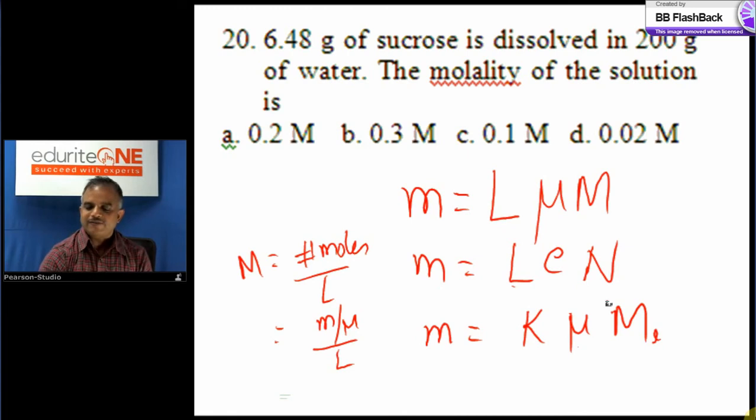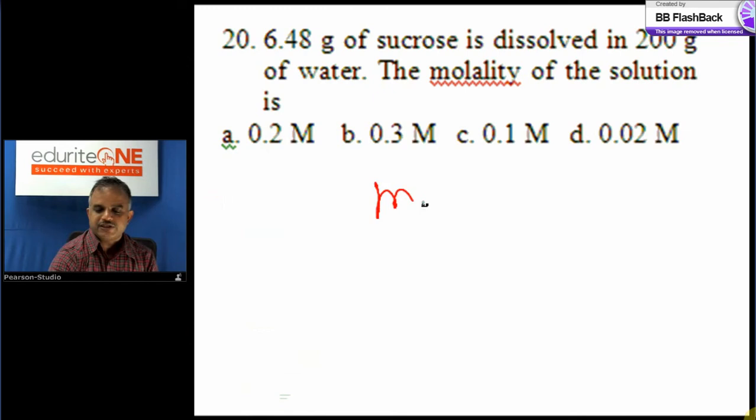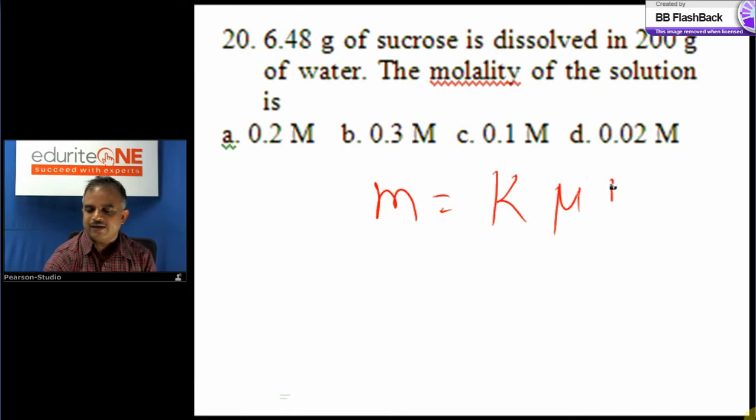In this problem, they have asked molality. So I would focus on equation 3, that is m is equal to K mu M. What is K here? I told you, kg. What is sucrose actually? 2 glucose minus 1 water.